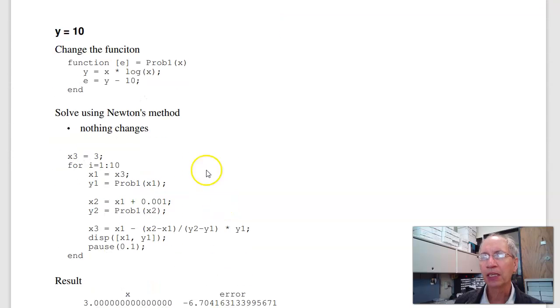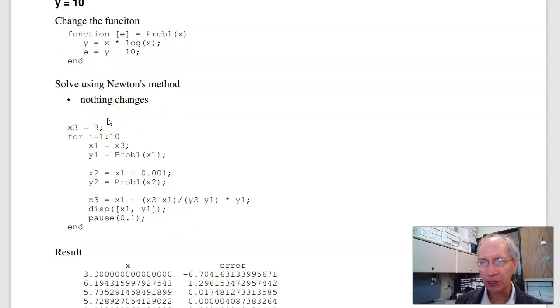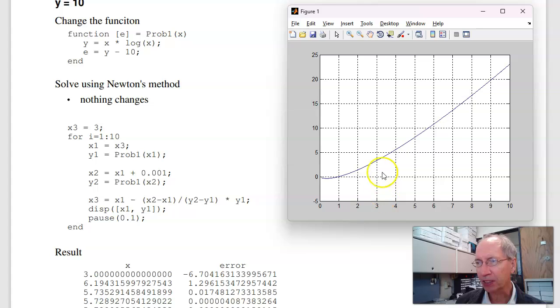Let's try again. If y is equal to 10, I change my cost function, or my function. Calculate y is x log of x, subtract 10, and that's how much I'm off. Now repeat. What's going to happen is over here, my first guess is 3. I want to find out when it's equal to 10, or when y minus 10 is equal to 0. Draw the tangent, see where it hits 10. That's my first guess. Now draw the tangent, see where it hits 10. Keep on iterating.